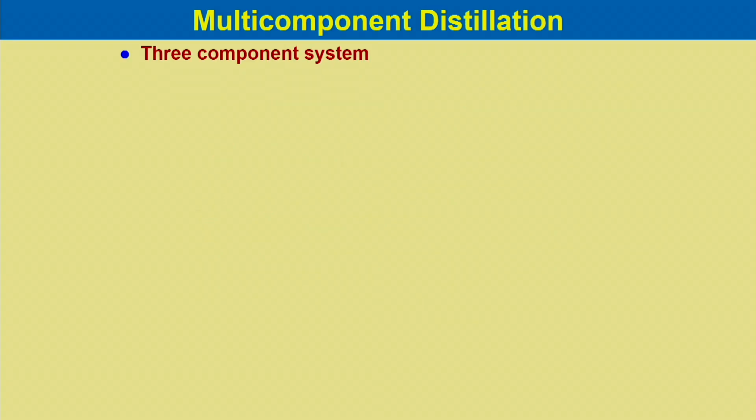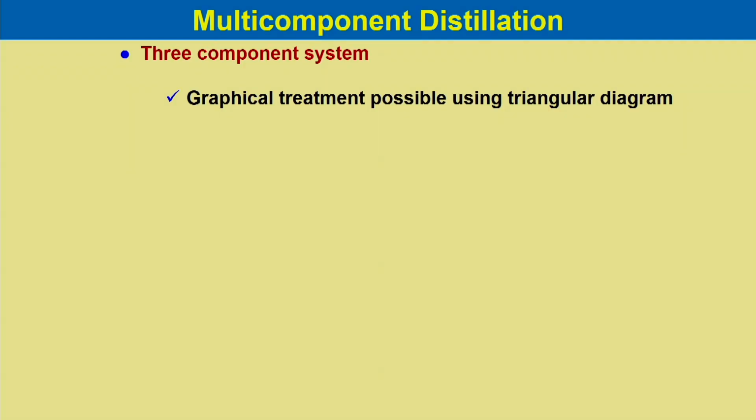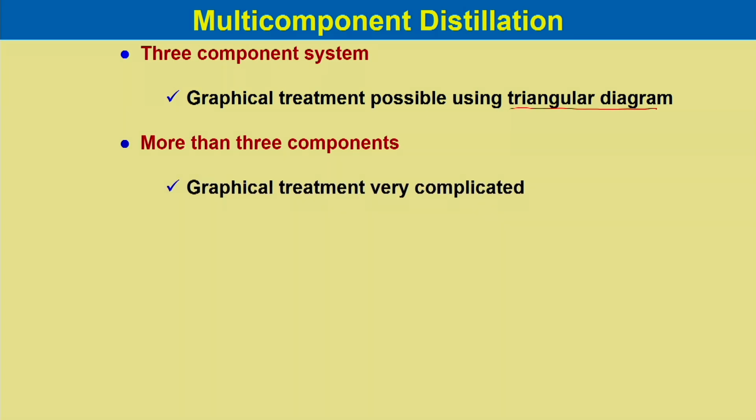So, multi-component distillation. There are 3 component systems, at least more than 2 component systems. If it is a 3 component system, then graphical treatment is possible using a triangular diagram. If more than 3 components are there, in that case graphical treatment is very complicated.